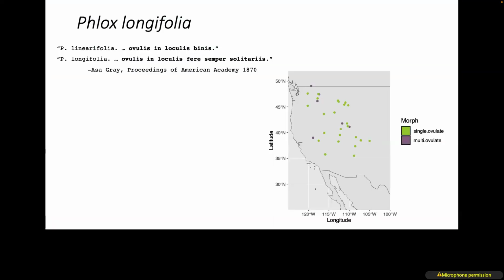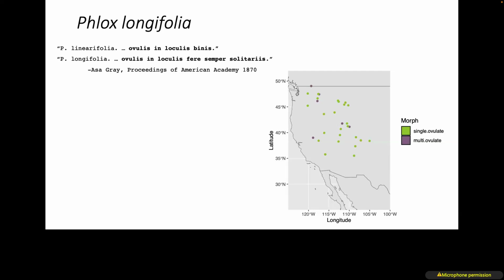So Phlox longifolia, the way that this project started is actually doing some really deep dives into very old literature in the Phlox genus. And so the first description of ovule packaging variation in the genus comes from Asa Gray in 1870 on this particular species. And he actually used seed number variation as a way of differentiating between what he called two different species at the time. Phlox linearifolia was described as having multiple seeds per chamber, while Phlox longifolia was described as having one seed per chamber and always one seed per chamber.